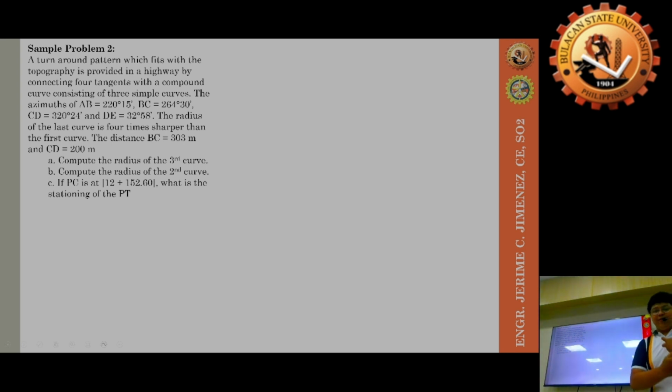Okay, so of course, una sa lahat, ipa-plot natin. Nasulat nyo naman doon. Bibigyan ko naman yung PowerPoint mamaya. I-plot natin muna using the given azimuths, yung AB, BC, CD, and DE, para mahanap natin yung mga tangent lines ng tatlong curvature. So say for example, ito yung isang point natin, tawagin natin siya as point A.